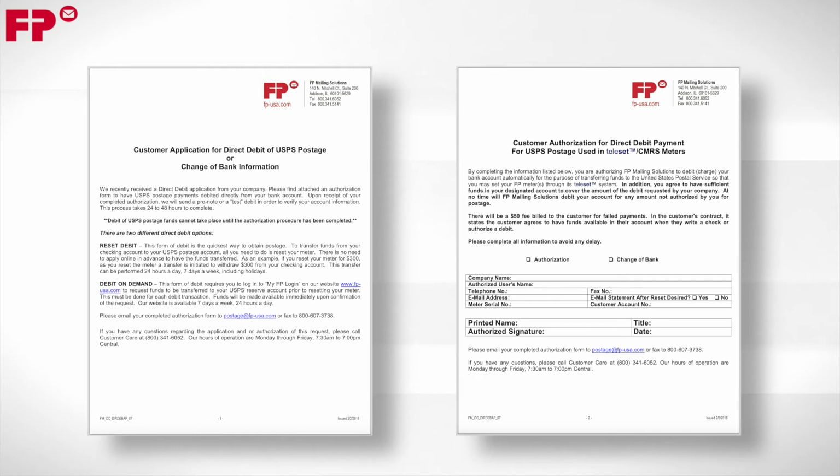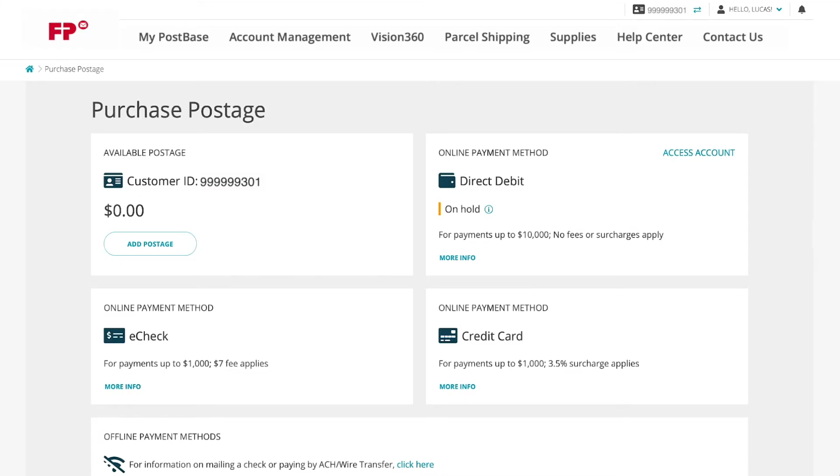Please be aware the approval process can take up to 24 to 48 hours to complete. Once you have sent it back, you can always go to your account management, purchase postage page, and see the status of your account. Currently, I'm on hold, indicating my direct debit authorization form has not been processed.